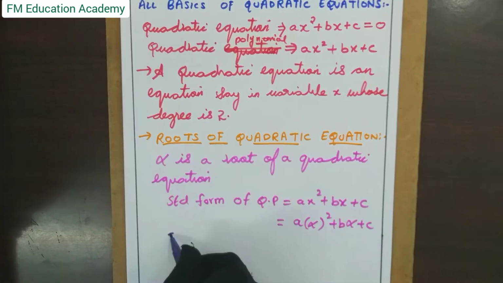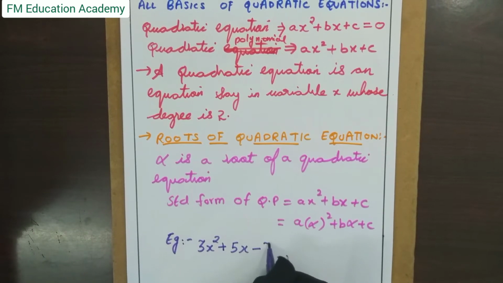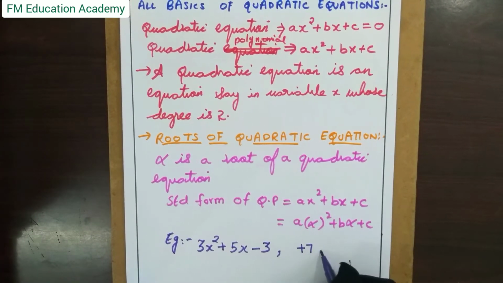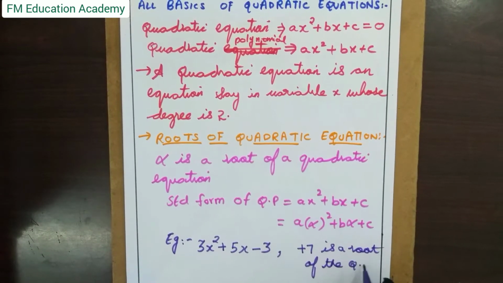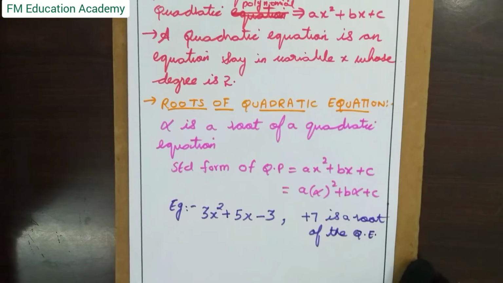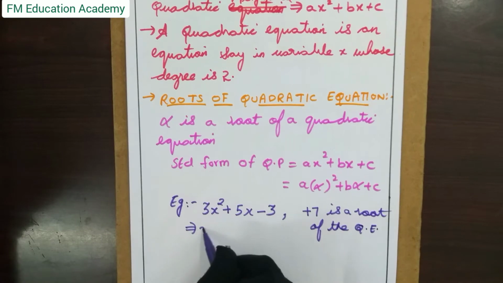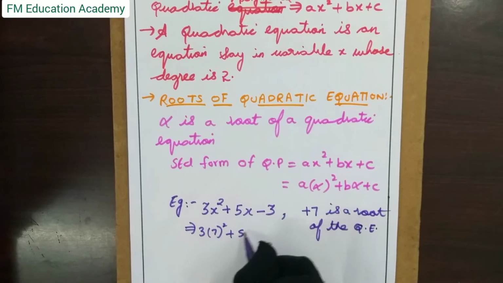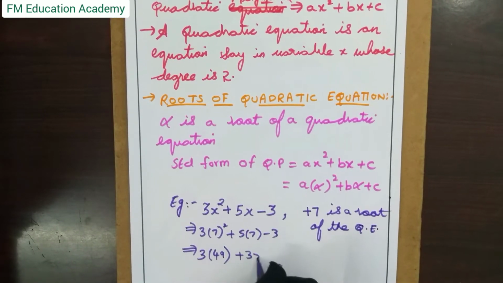I'll give you an example. Let us suppose we have a quadratic equation, QE, 3x square plus 5x minus 3, and I'm asked whether 7 is a root of the equation. What I need to do is substitute 7 in place of x: 3 into 7 square plus 5 into 7 minus 3. That is 7 7s are 49 plus 5 7s are 35 minus 3.